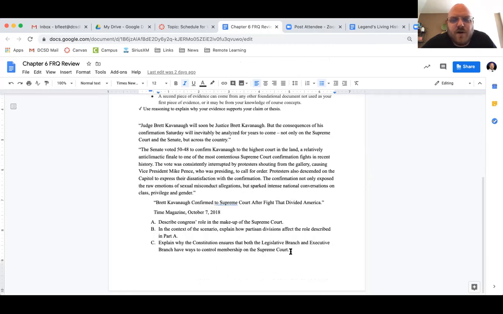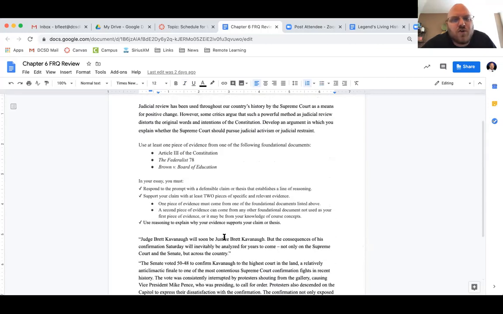The second FRQ is your concept analysis, and this is all about Brett Kavanaugh. Now this starts to interweave the interactions between branches. What's Congress's role in the makeup of the Supreme Court? How do partisan divisions affect the role? And why does the Constitution ensure the legislative and executive branches have ways to control court membership?